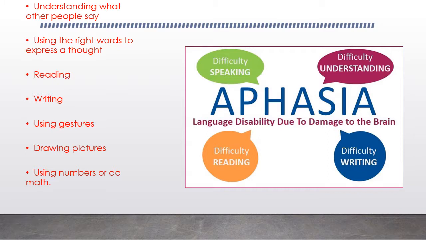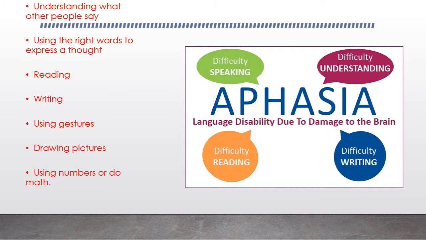So when you're dealing with a person with aphasia, this is what they're dealing with. This is their side of the tracks. This is what's hard for them. Understanding what other people are saying, like we said, or using the right words to express their thought. The thought is there. What they want to say is there. I want a cookie is in their brain. They're just having trouble getting it out.